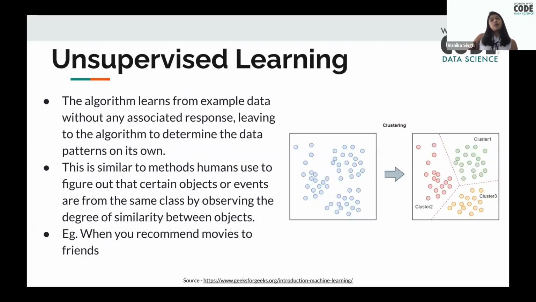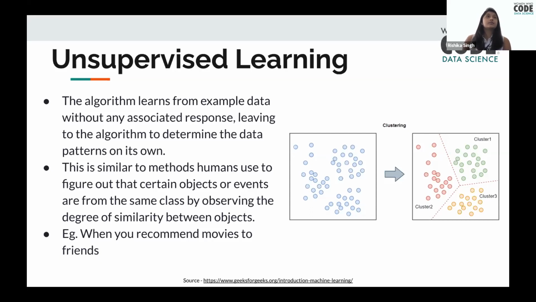And so from there, we can contrast supervised learning with unsupervised learning. So here, the algorithm learns from example data without any associated response. This actually leaves the algorithm to determine the data patterns on its own. So this is where you only have the input data X and no corresponding output variables Y.